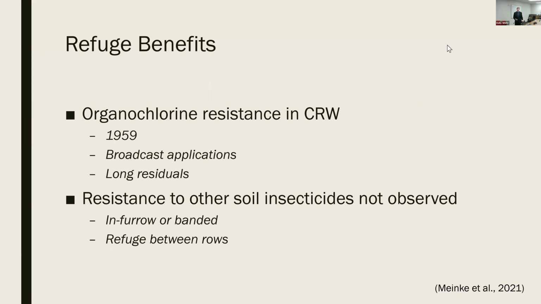By contrast, resistance has not been observed to other soil insecticides that have been used for corn rootworm management. This is likely due to the fact that these products have been applied as in-furrow or banded treatments, which allows those corn rootworms that exist outside of the treated area to feed on corn roots that grow outside of that area, acting as a refuge between the rows and allowing the maintenance of susceptible alleles in those populations.